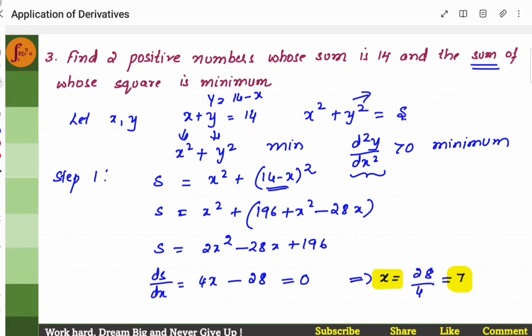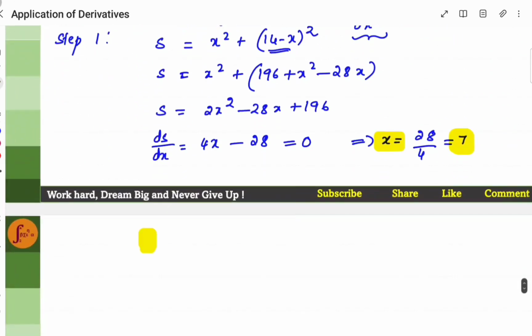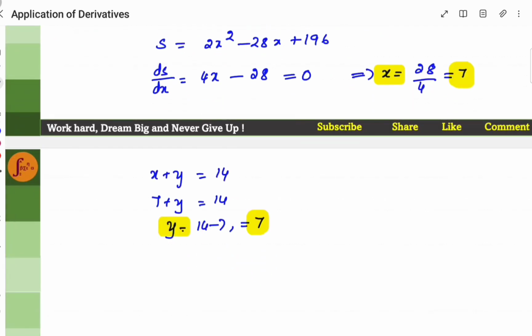The other number should be 14 minus 7, right? Because x plus y is equal to 14. X is equal to 7. Therefore, y will be 14 minus 7, which is 7. Y is also 7. So we got both the numbers.